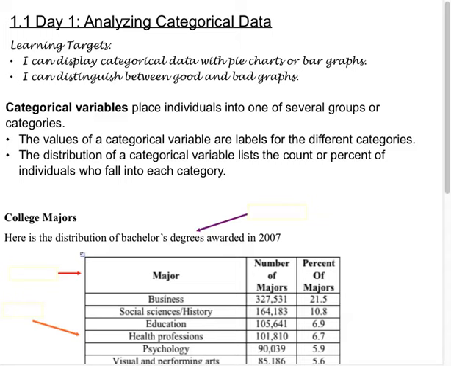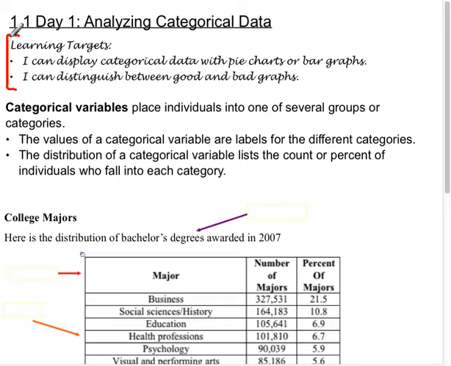Today's lesson, we're going to talk about analyzing categorical data. So our two learning targets for today, what I want us to get out of this, is I can display categorical data using pie charts or bar graphs, and I can distinguish between good and bad graphs.